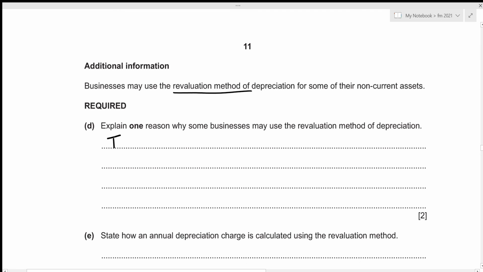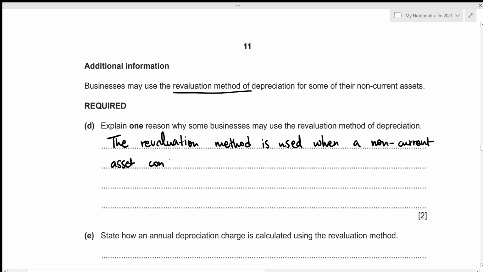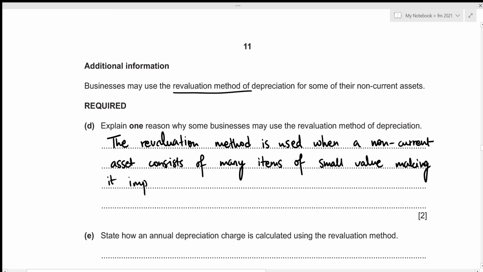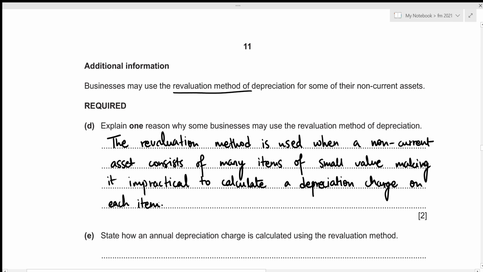Let's write it down. The revaluation method is used when a non-current asset consists of many items of small value, making it impractical to calculate a depreciation charge on each item. Alright, this concludes the fourth part of this question. Now we can move towards the fifth one.